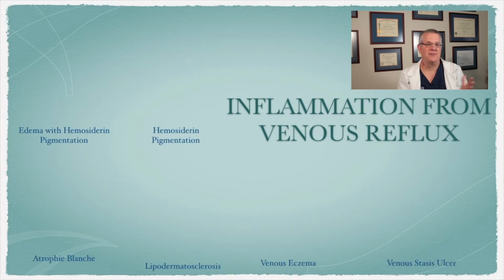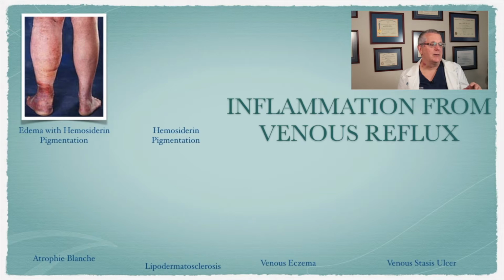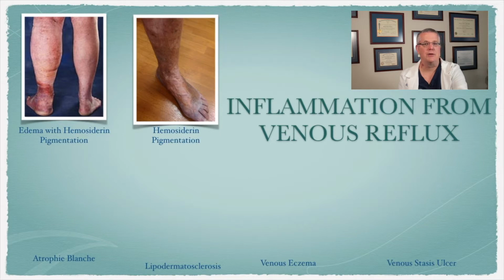So venous reflux, for some reason, which we don't understand completely, causes inflammation. And that inflammation can present in many different ways. It can present with just edema and pigment changes of the skin. We call it hemosiderin pigmentation. Here's another example of hemosiderin pigmentation. And it's basically the iron in the blood staining the skin.